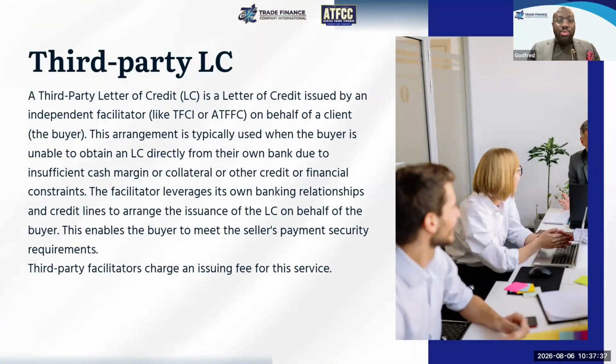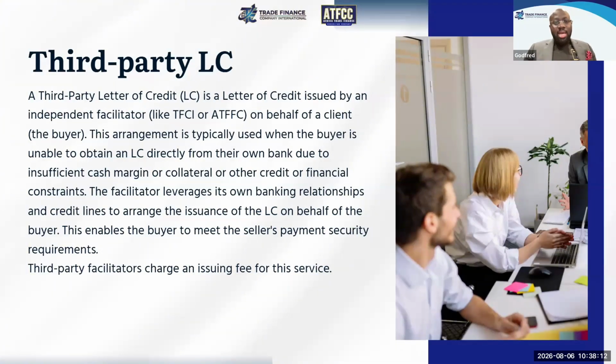The arrangement is typically used when the buyer is unable to obtain an LC directly from their own bank due to several reasons like insufficient cash margin or collateral or other credit or financial constraints. The facilitator leverages its own banking relationship and credit lines to arrange the issuance of the LC on behalf of the buyer. This enables the buyer to meet their seller's payment security requirements. So third-party facilitators charge an issuing fee for this service. So this is what our business is all about.